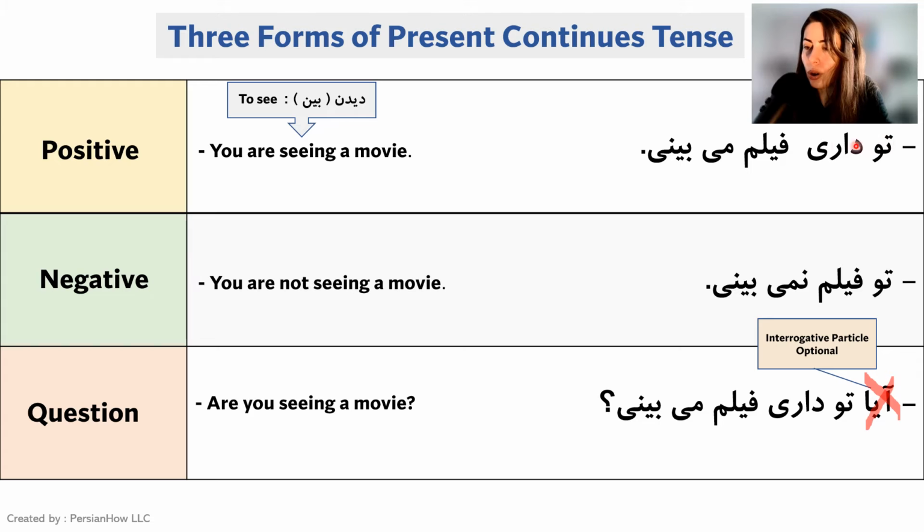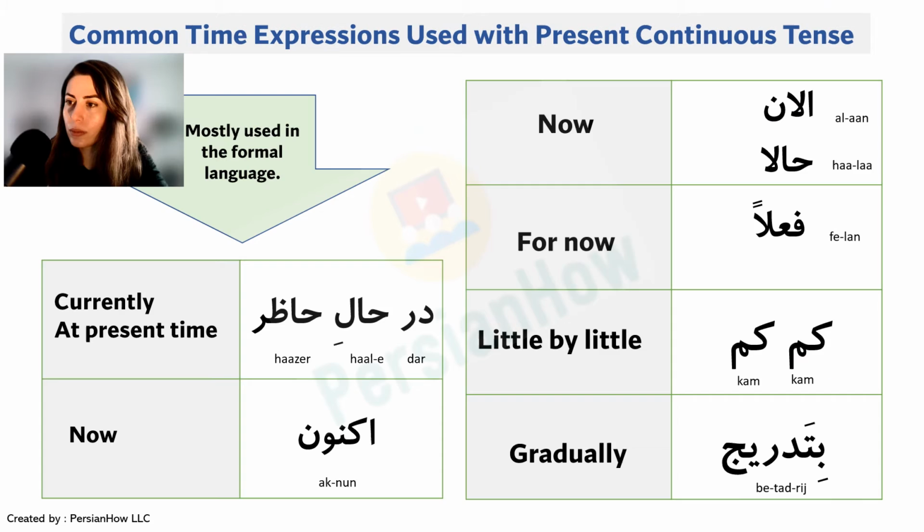تو داری فیلم میبینی. Same thing. So you just need to have a question intonation, and if it's hard for you in the beginning to have a question intonation, then at least try to use آیا, because by using آیا, it makes it very clear that you're asking a question.